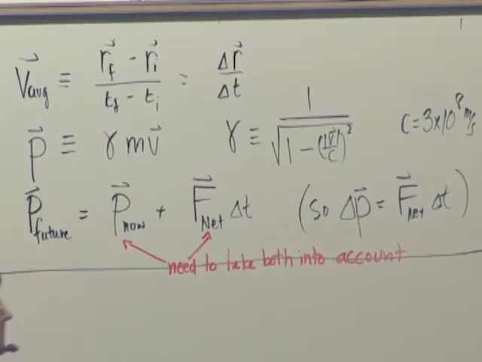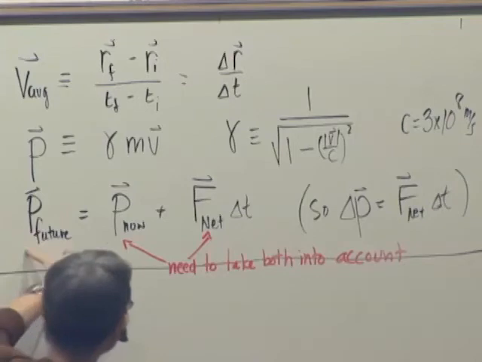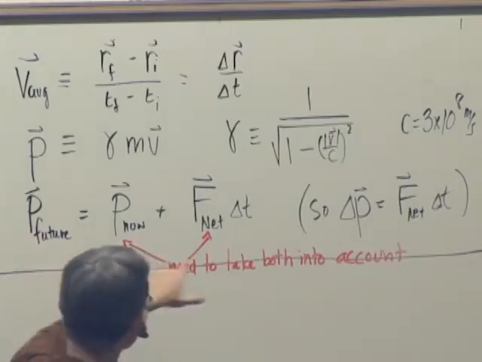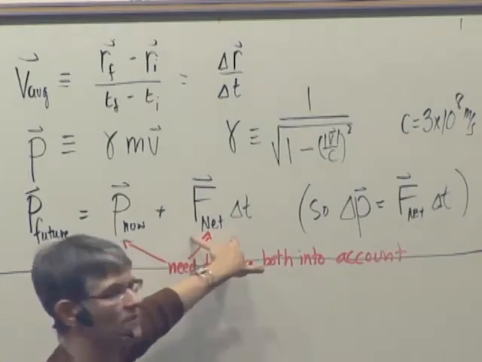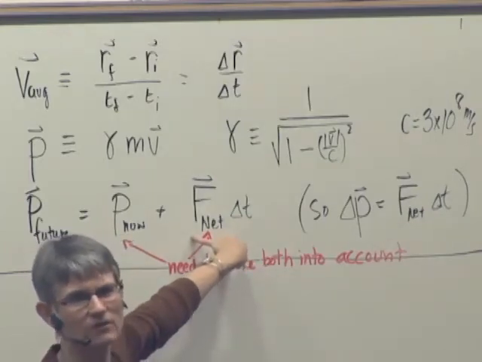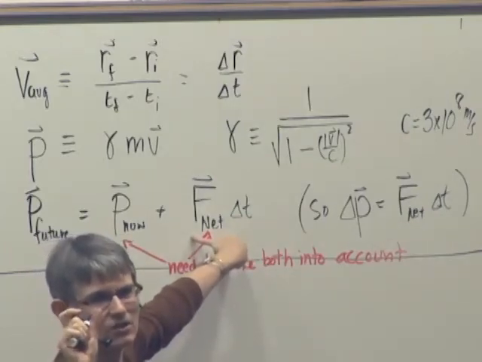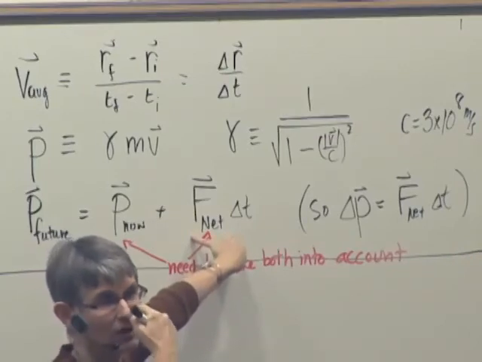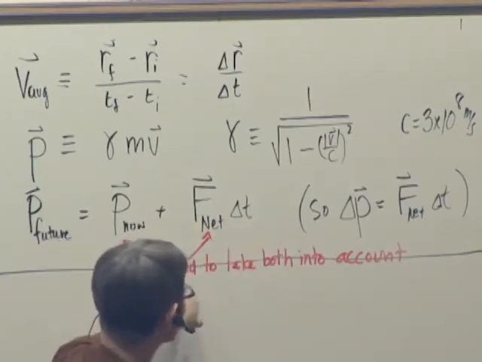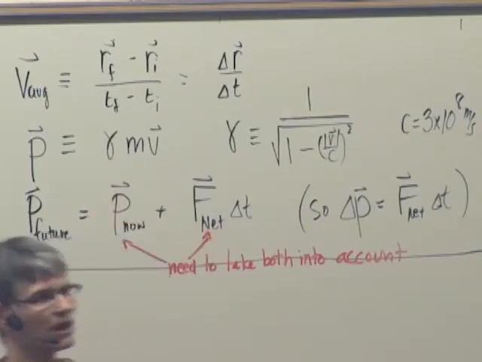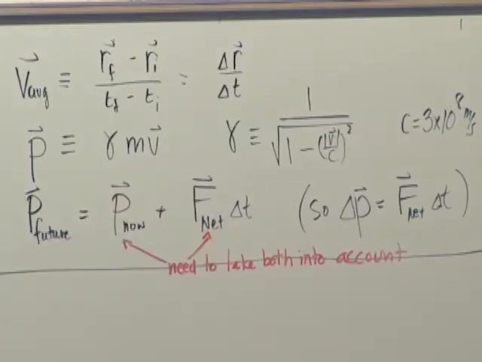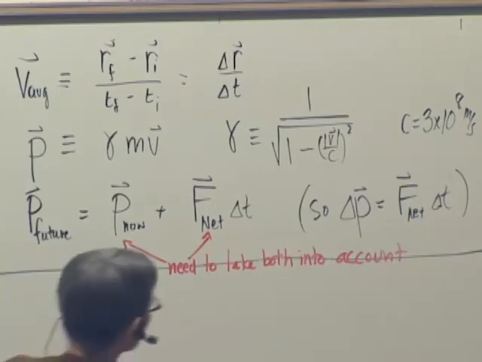And what we did last time, the momentum principle that allows us to predict the future momentum of a system, is the sum of its momentum now and the net impulse delivered by the surroundings in the next small time interval. And we really need to take both of these things into account when predicting what's going to happen to a system in the future.